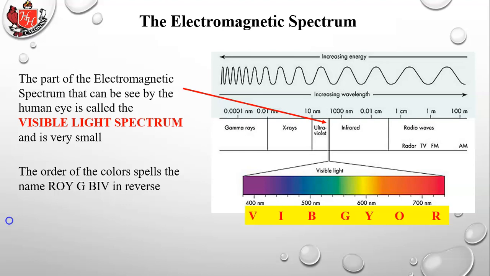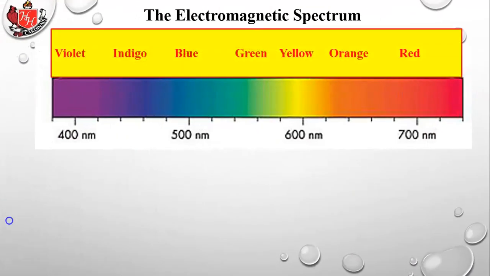Any chemistry book you ever pick up will have Roy G. Biv in it for the order. You just have to spell it in reverse. So there you see Roy G. Biv up above each of those.